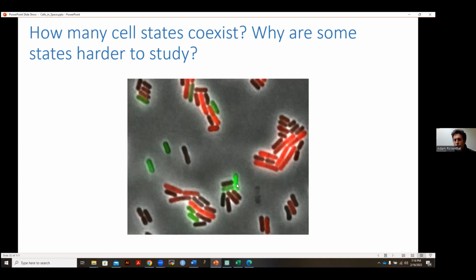How about the cells that are green? Maybe these are like T cells. Maybe there's T helper cells and T killer cells and B cells, right? So the fact that we can see two colors is wonderful, but is that really all the heterogeneity? And maybe there are 50 different cell types in here. How do we actually know?